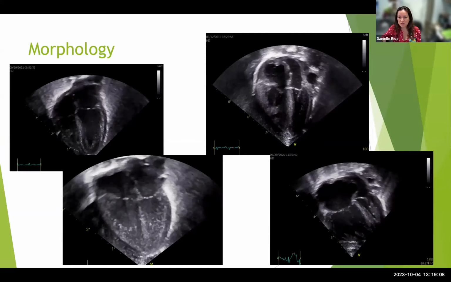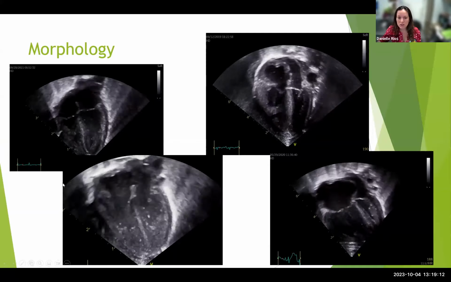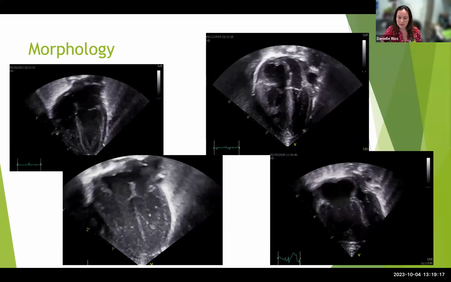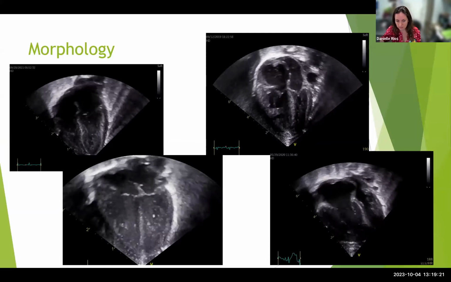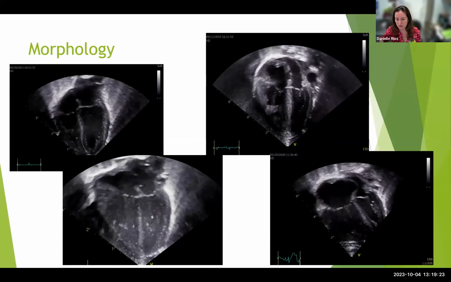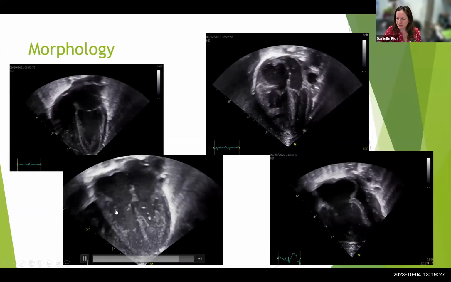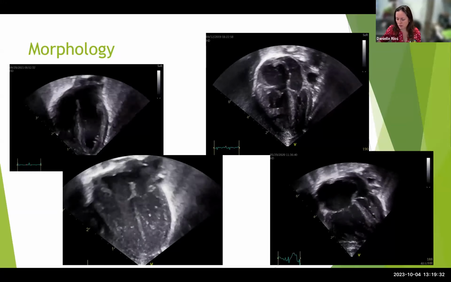In these images, we start off with the normal size RV, which then begins to become more hypertrophic as it's undergoing homeometric adaptation. On the right-hand side, we see some hypertrophy and dilation on the top, and then progression to severe dilation on the bottom. And this is what we call the heterometric adaptation.